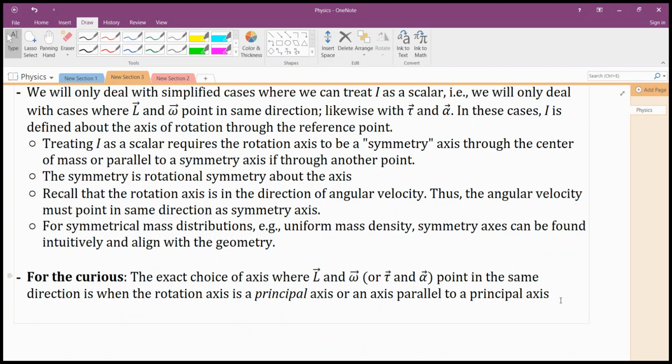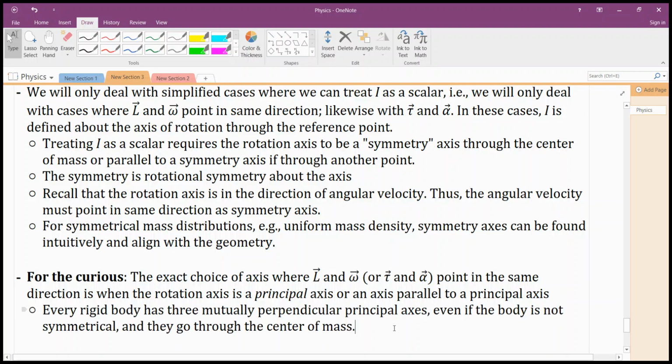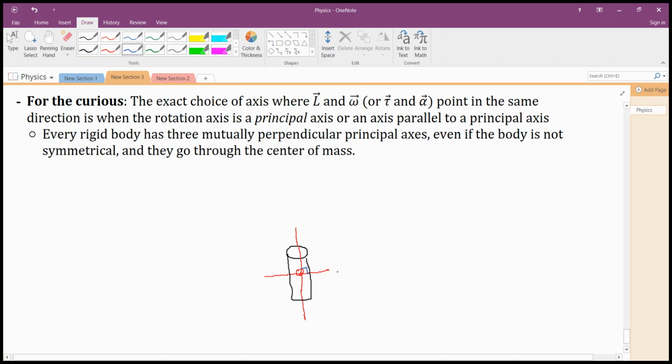Dealing with these in detail is beyond the scope of the class, but a few words about them here. The first thing is that every rigid body has 3 mutually perpendicular principal axes, even if the body itself is not symmetrical, and all these axes go through the center of mass. So for an example, using the cylinder again, although it is a symmetrical object, we found 3 symmetry axes that go through the center of mass. We found the one that goes up and down longwise, we found the one that goes horizontally through it, and then another one that goes horizontally through it, bisecting it, that comes into and out of the page. All 3 of these are perpendicular to each other. These are the principal axes for a cylinder.